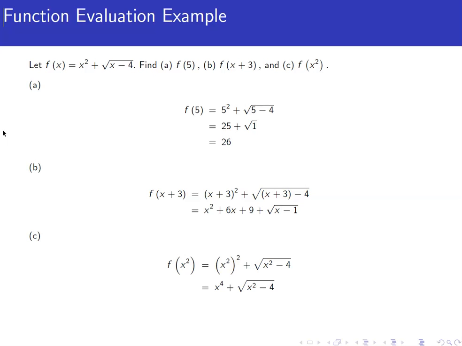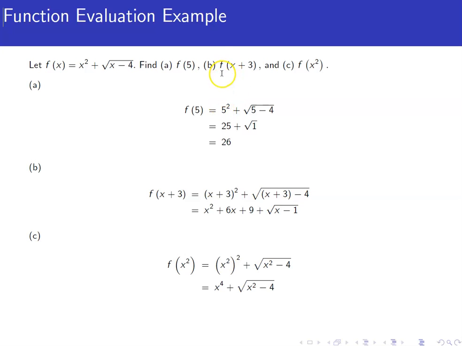All right, so remember that function notation means whatever is inside the parentheses, that's what we're going to plug in for the x. In this case, we see f of 5, so we're going to take out the x and plug in 5. So when we put in 5, we get 5 squared plus the square root of 5 minus 4. 5 squared is 25. 5 minus 4 is 1. Square root of 1 is just 1, so we get 26 in that case.